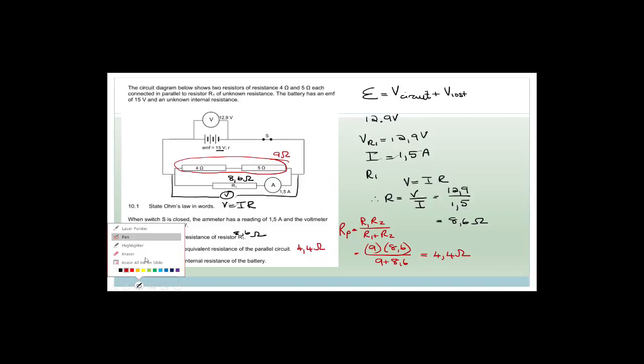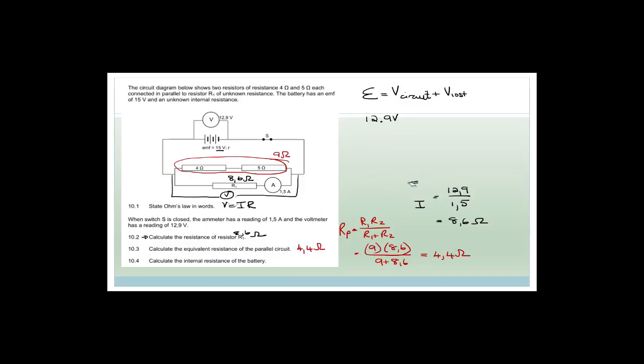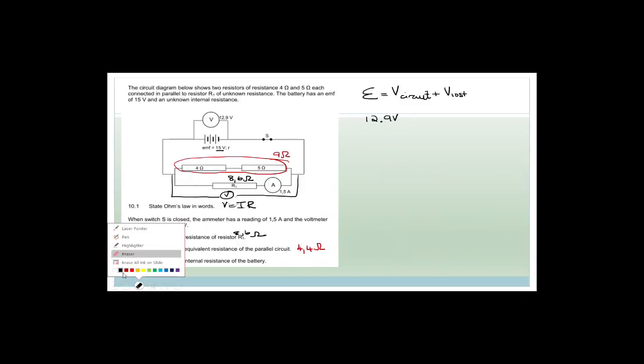Now it says calculate the internal resistance of the battery. Okay, now we can do that. Okay, why can we do that? Because since we've got the equivalent resistance of the parallel circuit and we have the voltage, we can work out the current in the actual circuit. Okay, watch, I'll show you.